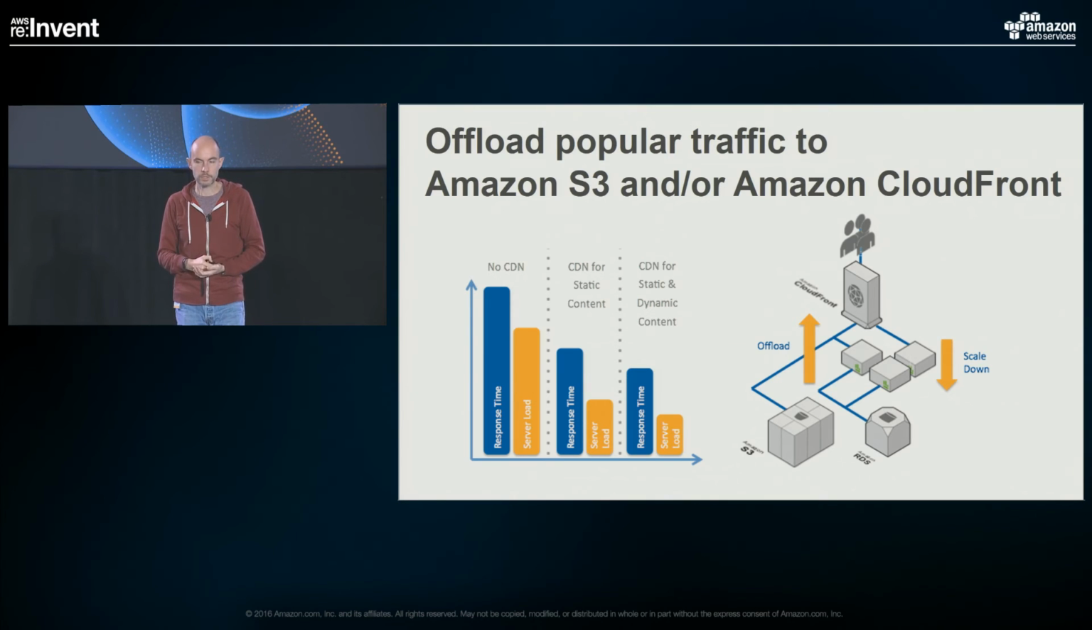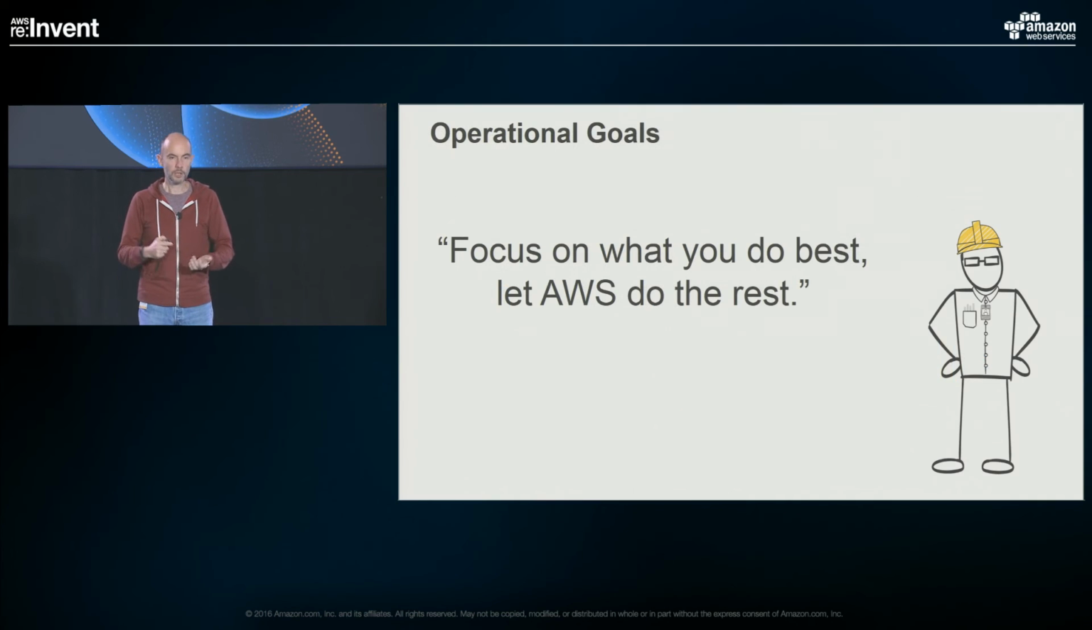So let's move closer to operations. When you have developed and architected your solution on AWS, what can you do on the operational side? Well, the operation goal should be: focus on what you do best and let AWS do the rest. That rhymes nicely. Maybe we can come up with a melody here to make it a jingle or something like that. But before we do that, maybe let's talk about what it actually means.